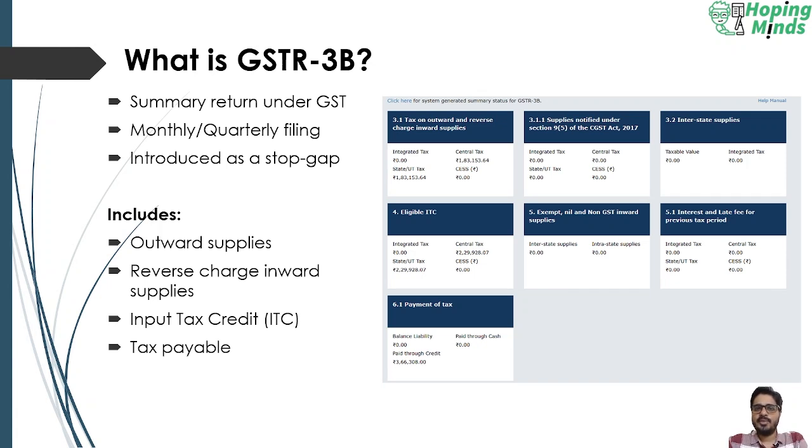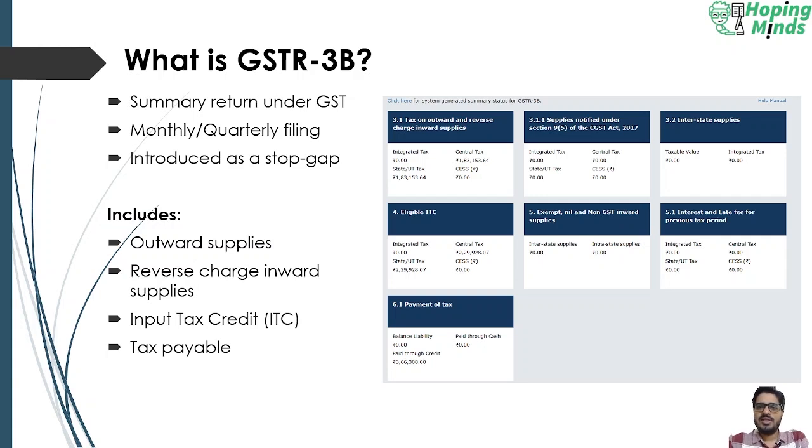What is GSTR-3B return? GSTR-3B return is a summary return under GST. The data in GSTR-3B gets auto-populated from the GSTR-1 return for the reporting period that has been filed. It was introduced as a stopgap return until GSTR-1, 2 and 3 can be fully implemented by the GST department. So now all three returns have been fully implemented by the department and the portal is working smoothly.